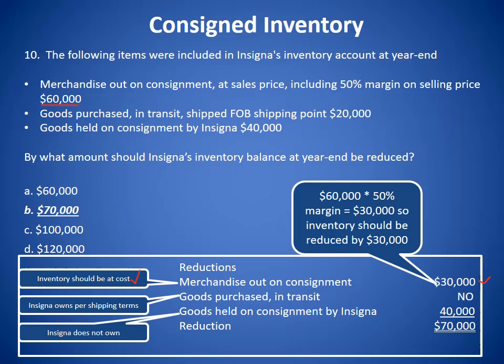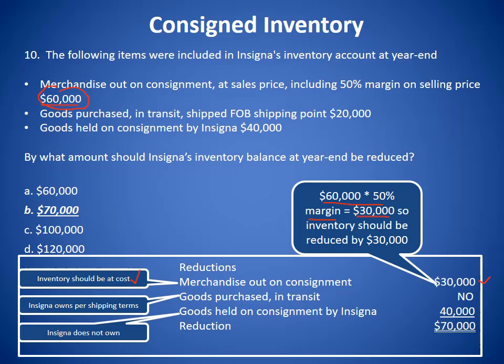And that would be the profit or the margin that for whatever reason we recorded in the inventory account. And the calculation is that $60,000 amount times a 50% margin. So that represents $30,000, the profit on that inventory. So we're going to remove that profit out of the inventory because it really shouldn't be recorded.